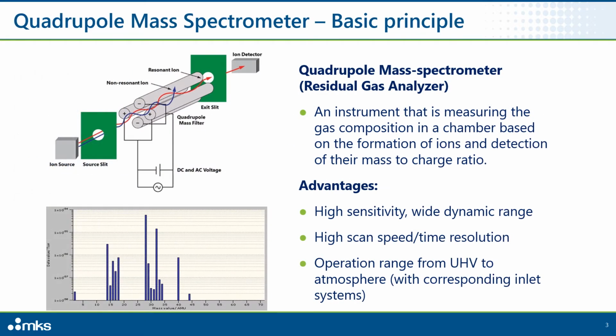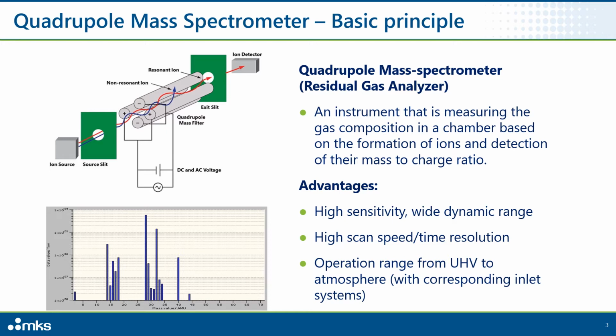For those of you who are not familiar with the operation principle of a quadrupole mass spectrometer, here is a quick refresh. The gas mix is introduced via a sampling system into the ion source. A filament driven by a current will emit electrons. These electrons will hit the gas molecules and will cause a charge, or better formulated, an ionization.